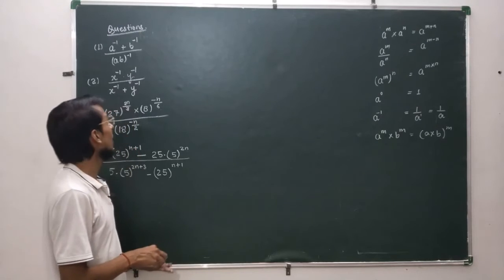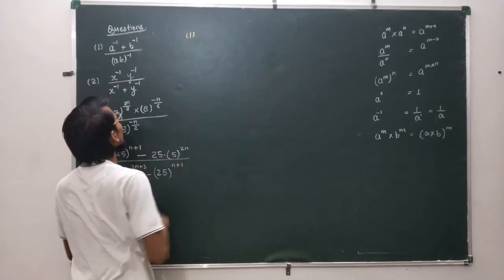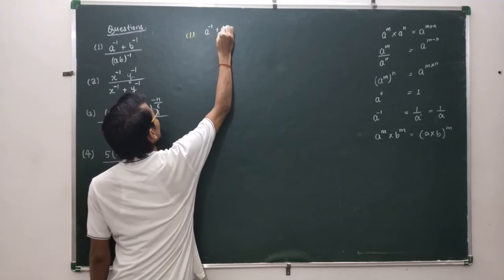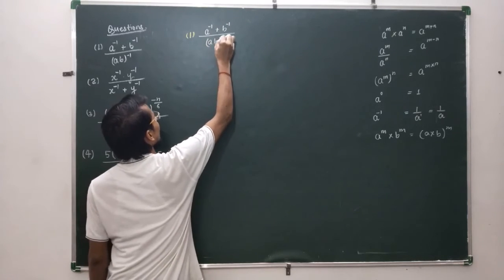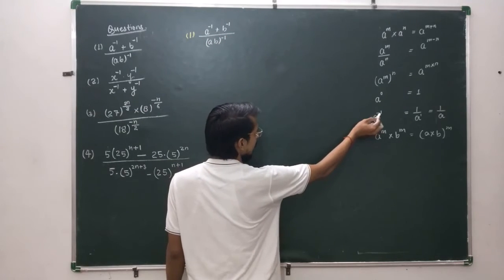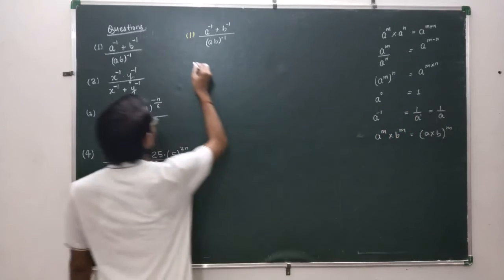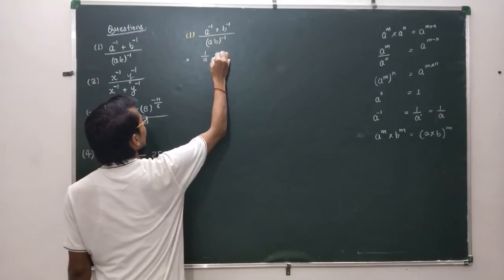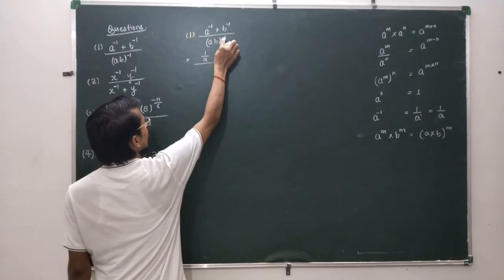So let's start with the first question. The first question is a to the power minus 1 plus b to the power minus 1, upon a b whole to the power minus 1. So you can use this formula: if a base is raised to the power minus 1, then we can write 1 by base. So we can write it 1 upon a plus 1 upon b, whole upon this whole raised to the power minus 1.